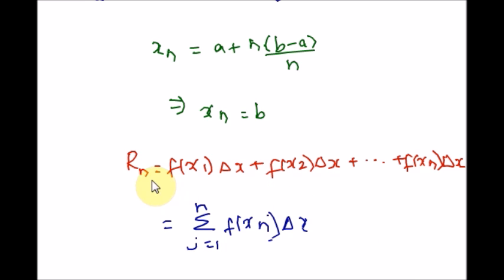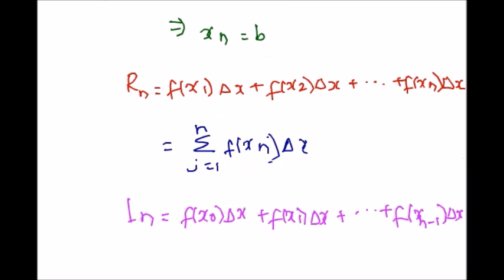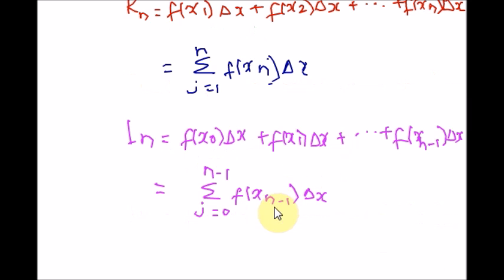For the right sum I use R, and for the left sum I'm going to use L. For the left sum we will be starting from x0 and ending just before xn. I mean we will be stopping at x suffix n minus 1 itself, and this also can be written in the summation notation. Hope you're clear with this one.